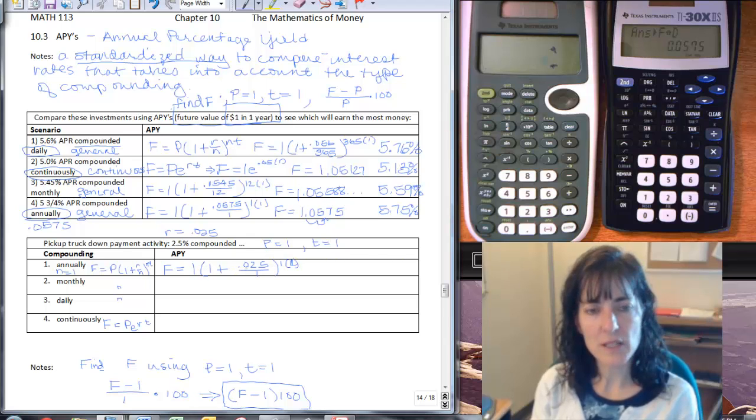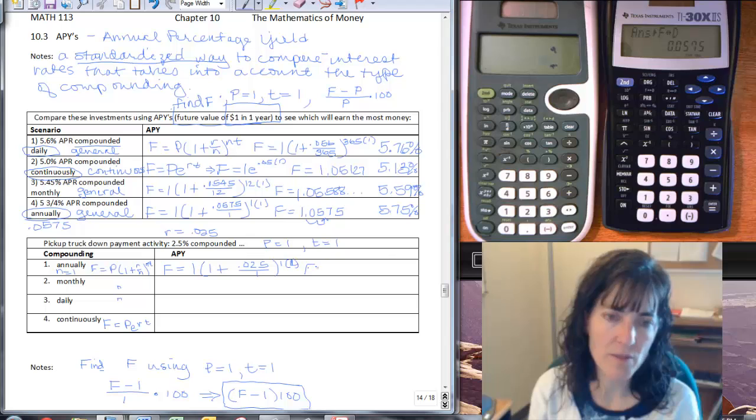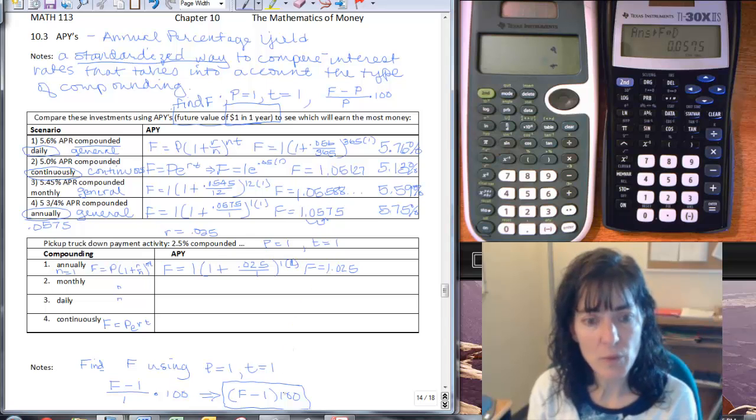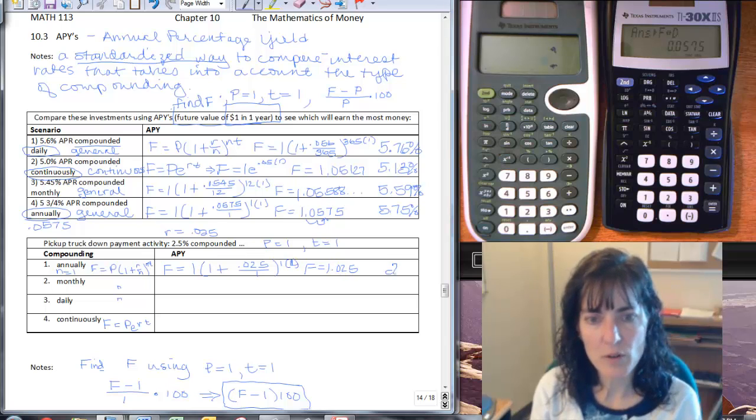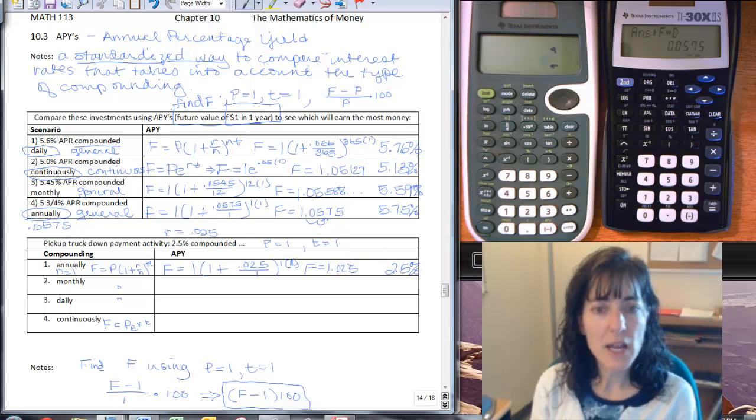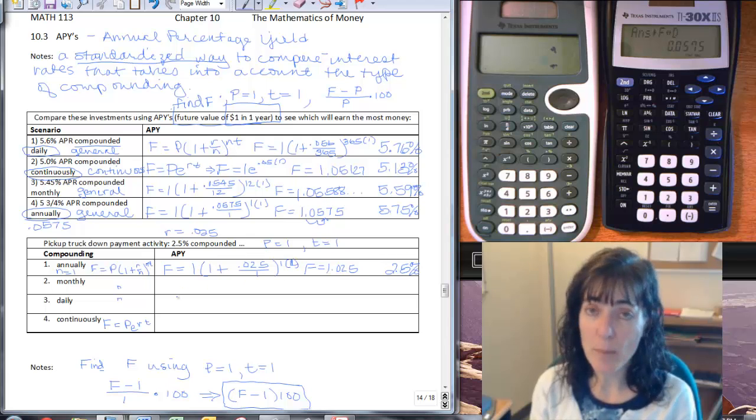So I have 1 plus 0.025 divided by 1, so it's just going to be 1.025 raised to the first, still 1.025, so F equals 1.025. Remember this formula down here: subtract off the 1 and multiply by 100. So I subtract off the 1 and multiply by 100, so I end up with 2.5%. And you might notice that when we have annually for our compounding, our interest rate is the same rate as what we were advertised our APR to be. So 2.5%, 2.5%. It only happens if you have annually.